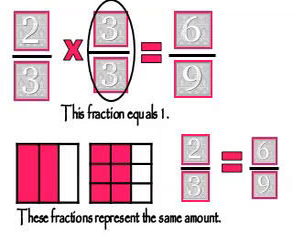Here's another example. We have 2 over 3 and we multiply this fraction by 3, so the numerator by 3 and the denominator by 3. So we got 6 over 9. So we say 2 over 3 and 6 over 9 are equivalent fractions.